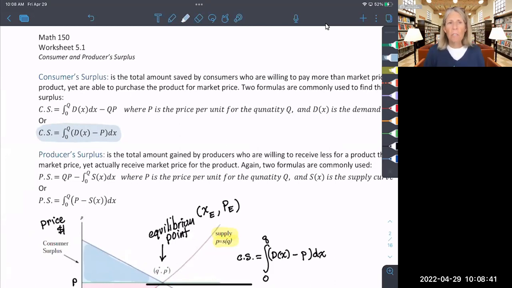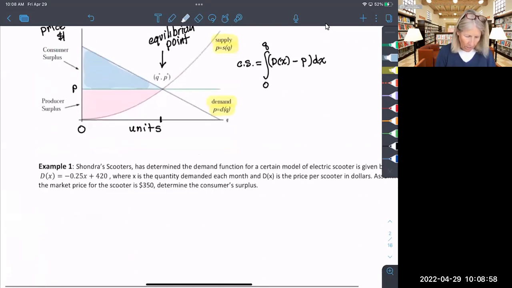But you can also use the other formula, which is somewhat of the same idea, where you take the integral of the demand function, so that gets you all the area under the demand function, and then you subtract out from that the little box, which is the revenue. Okay. All right, so here goes. Let's give it a shot.